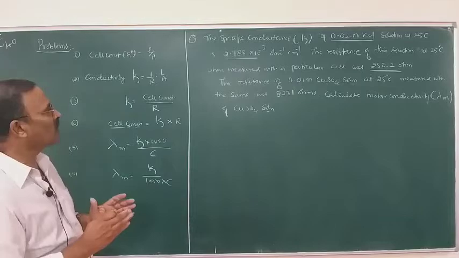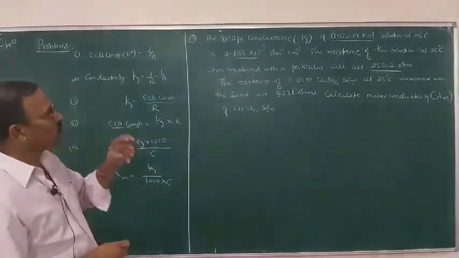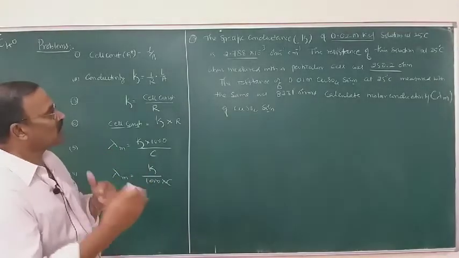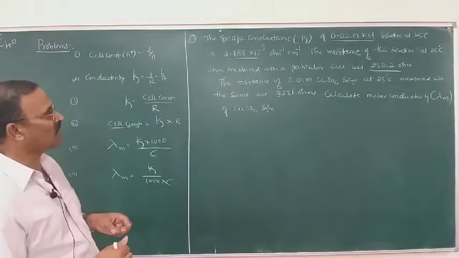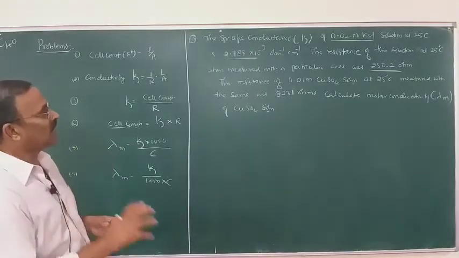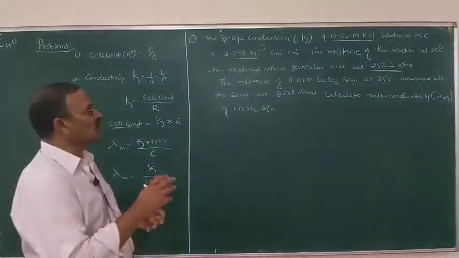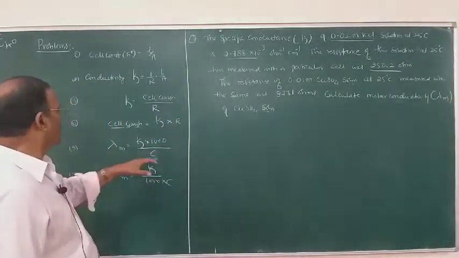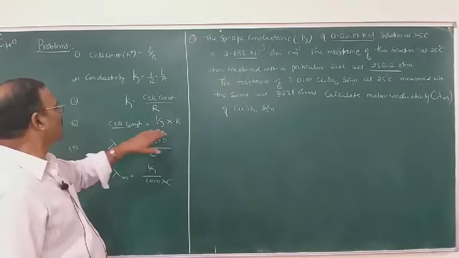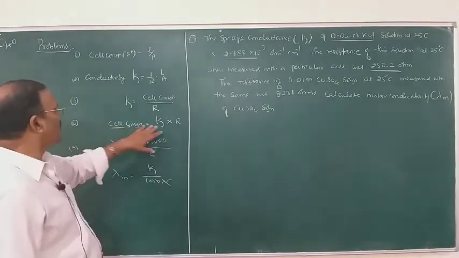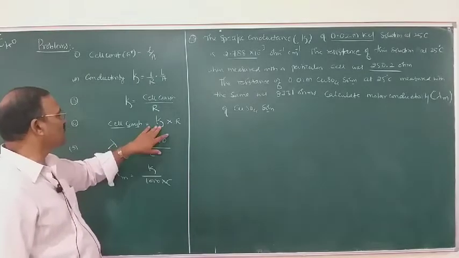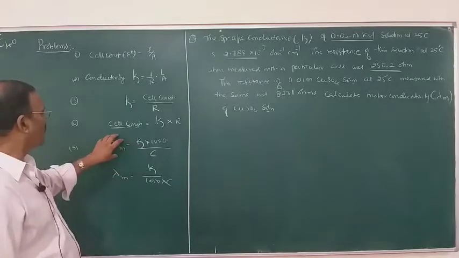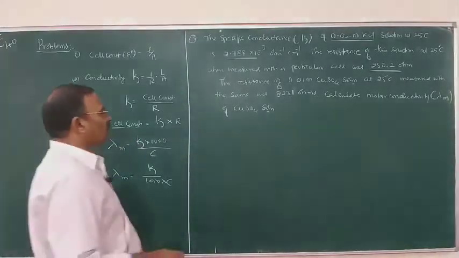So for the determination of cell constant, use 0.02 molar KCl solution. Then another solution is given, copper sulfate solution. So the resistance of copper sulfate solution is measured with the same cell, and knowing the resistance and cell constant, determine specific conductance of copper sulfate solution. When specific conductance is known, then molar conductivity is calculated.